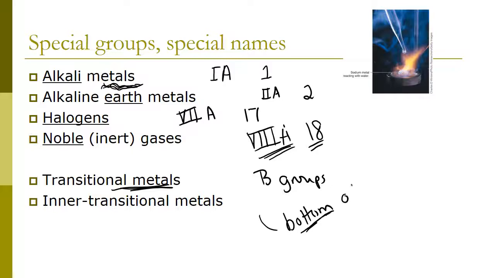Bottom of the periodic table. Now, these actually belong in the middle of the periodic table. These are very large elements. They have some unique characteristics about them. A lot of them are actually radioactive. And for this particular class, other than the nuclear portion of the class, we don't deal a whole lot with inner transitionals. But I'll show you where they're at on the periodic table here in a couple slides.